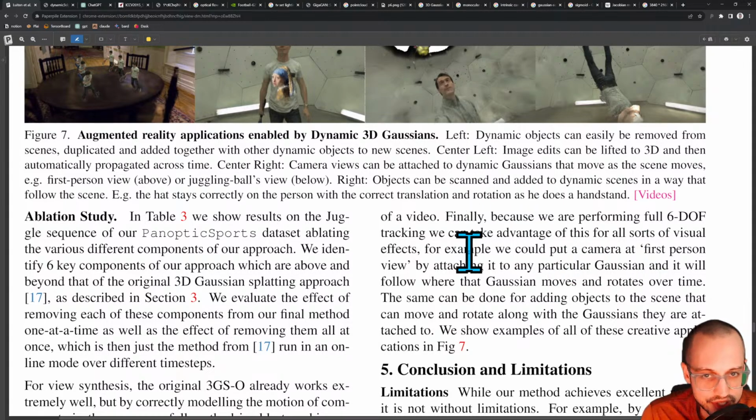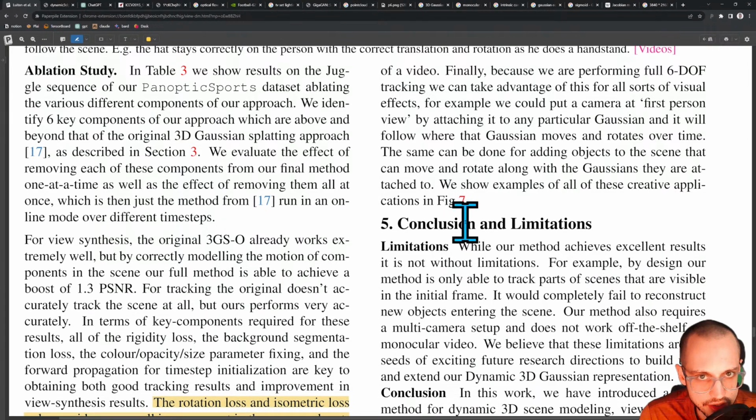We are performing full 6DoF tracking. We can take advantage of this for all sorts of visual effects. We could put a camera as a first-person view. Same can be done for adding objects. Conclusions and limitations. While our method achieves excellent results, it is not without limitations. Our method is only able to track parts of the scene that are visible on the initial frame.